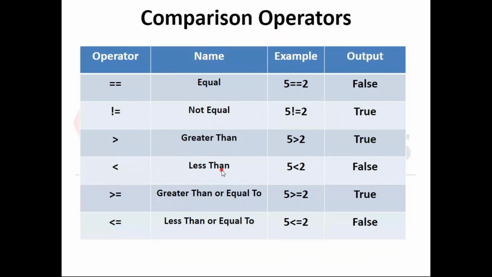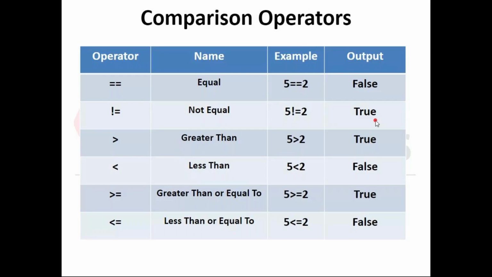Let's suppose you want to check two values for equality, whether the values are equal or not. Then you can use double equals. If the values are equal, it will give you true, otherwise false. If you use the not equals operator, it checks for non-equality. If the values are not equal, it will give you true, otherwise false.